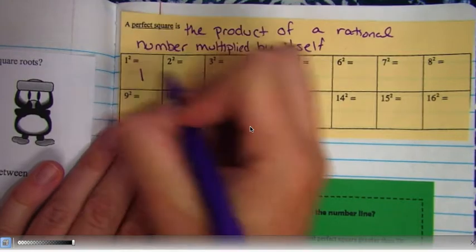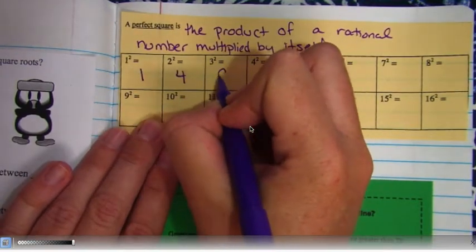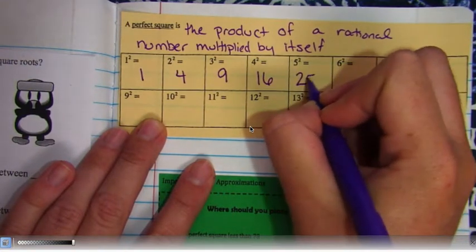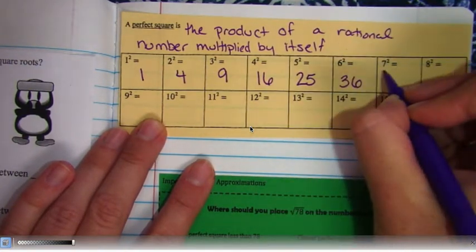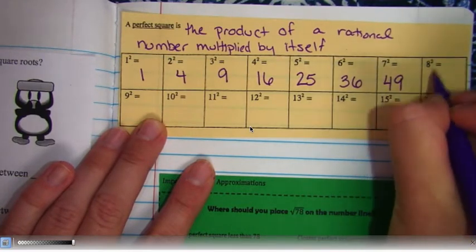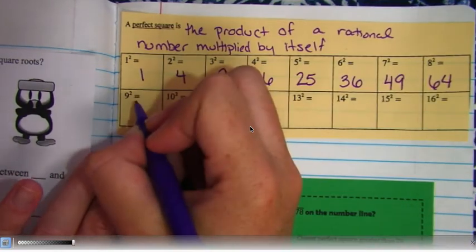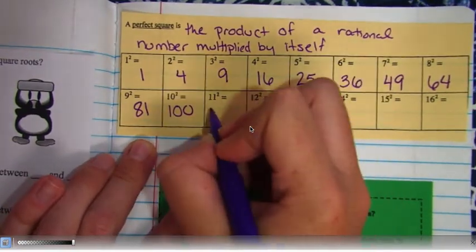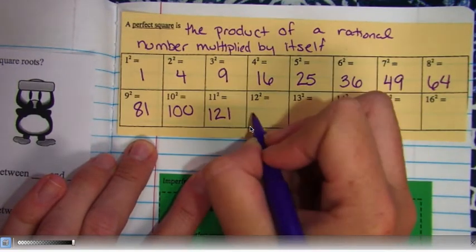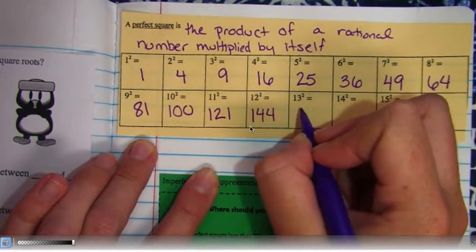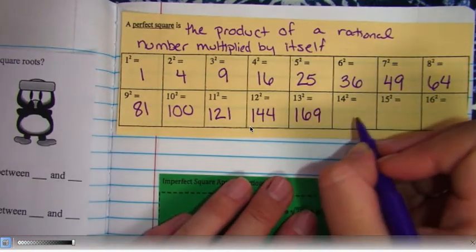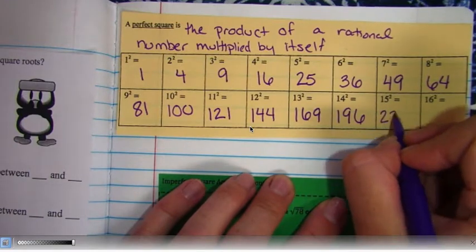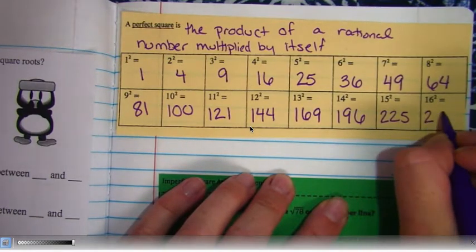So 1 squared is 1, 2 squared is 4, 3 squared is 9, 4 squared, 16, 5 squared, 25, 6 squared, 36, 7 squared, 49, 8 squared, 64, 9 squared, 81, 10 squared, 100, 11 squared, 121, 12 squared, 144, 13 squared, 169, 14 squared, 196. These are my two favorites. 15 squared, 225, and 16 squared, 256.